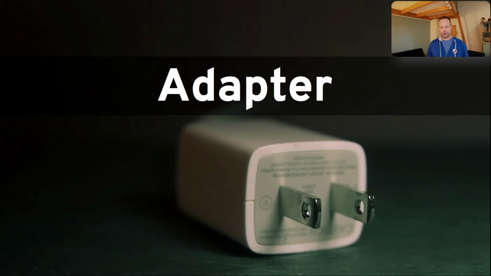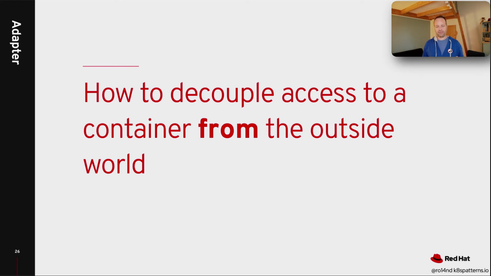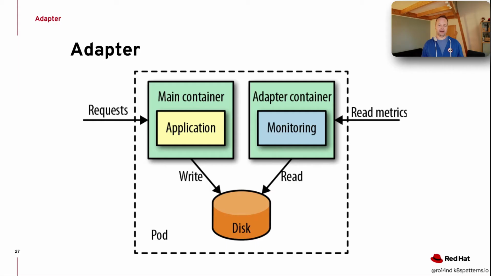Let's have a quick look into two variations of the Sidecar container. So first of all, the adapter. This is all about how you can decouple the access to a container from the outside world, which means that you can add adapters depending on the needs and requirements for certain systems.